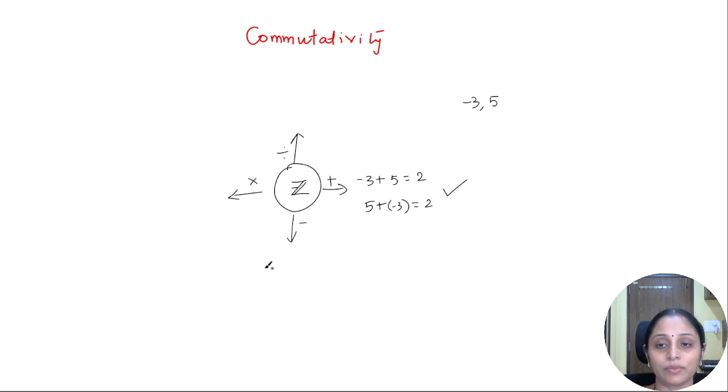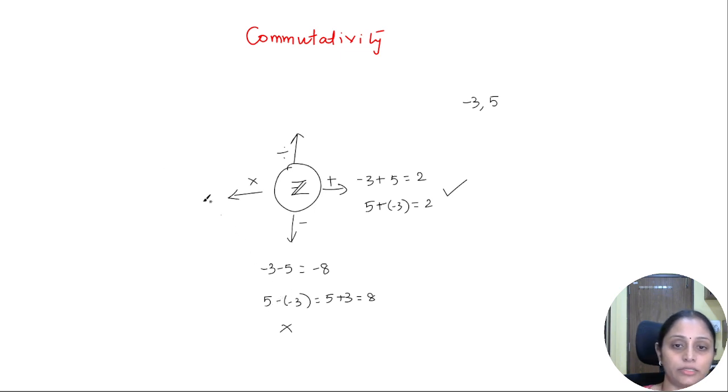Now if you look at subtraction, A operation B is minus 3 minus 5, which is minus 8. B operation A is 5 minus minus 3, which is 5 plus 3, which is 8. Clearly these two are not equal, so subtraction is not commutative for the set of integers. Next, if you look at multiplication, minus 3 into 5 will give me minus 15, whereas 5 into minus 3 will give me minus 15 again. Therefore, multiplication is commutative for the set of integers.